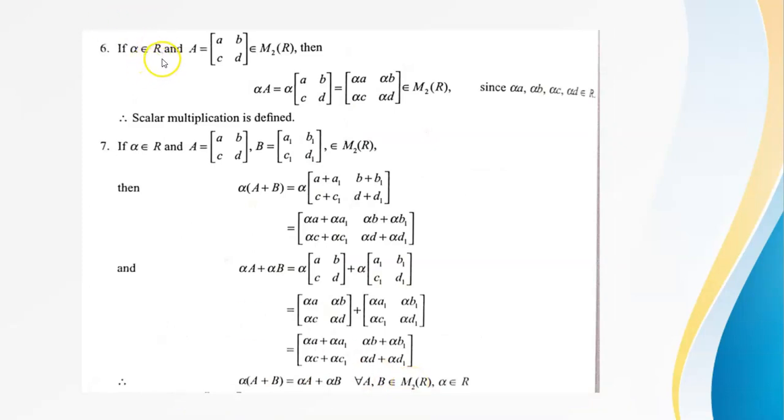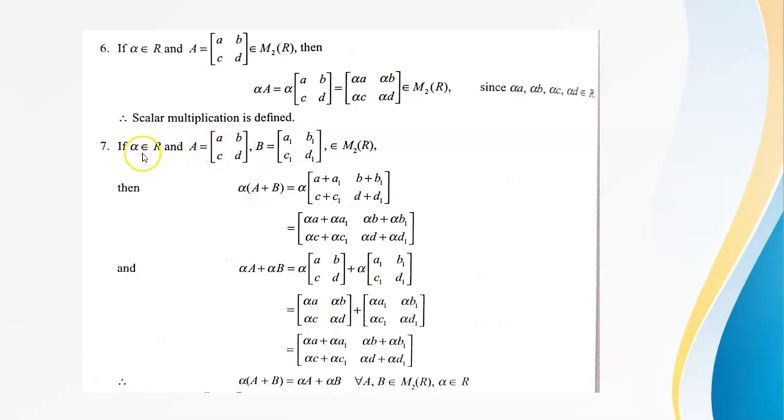Next, if alpha belongs to R and A equal to [a, b; c, d] belongs to M2(R), then we take a scalar multiplication alpha A equal to alpha into [a, b; c, d] equal to [alpha a, alpha b; alpha c, alpha d], which also belongs to M2(R) because alpha a, alpha b, alpha c, alpha d belong to capital R. Therefore, scalar multiplication is defined.